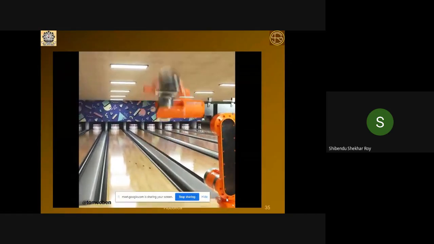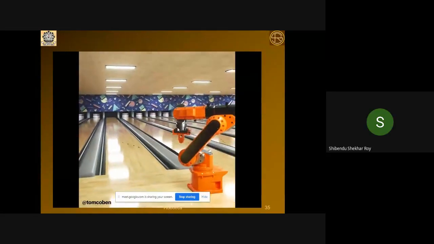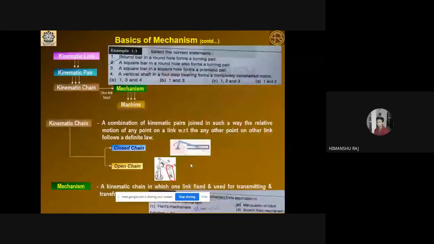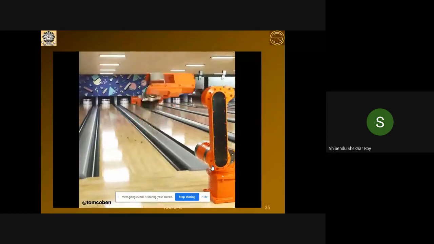Is it connected to the base? No, sir. So it is a singular link. It is not connected to the base. So that is why it is an open kinematic chain. It is open. It is not connected to the base.